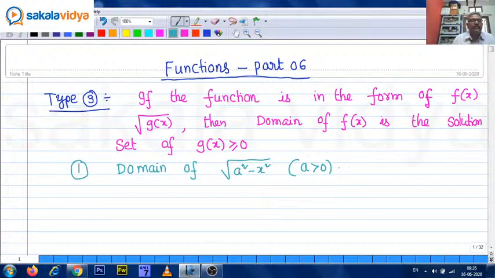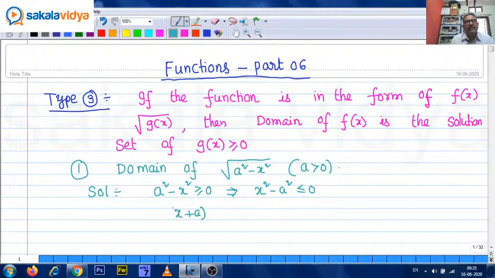Right. Here is the method to find the solution. It will be in the form of root g of x, so g of x will be greater than or equal to 0. That means a square minus x square greater than or equal to 0. Always make the x square coefficient positive. Multiply by minus 1 on both sides. You get x square minus a square less than or equal to 0. So factorization, we get x plus a into x minus a less than or equal to 0. Always remember, we need to equate the left hand side to 0.